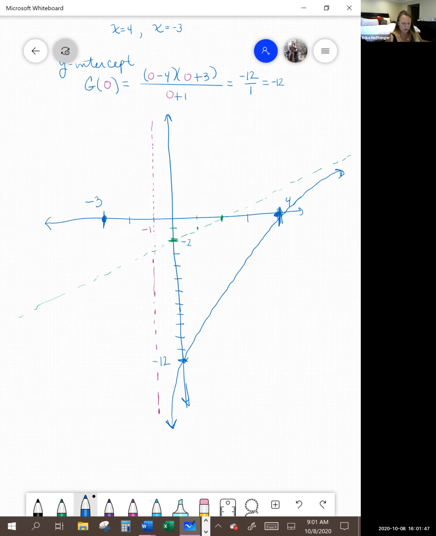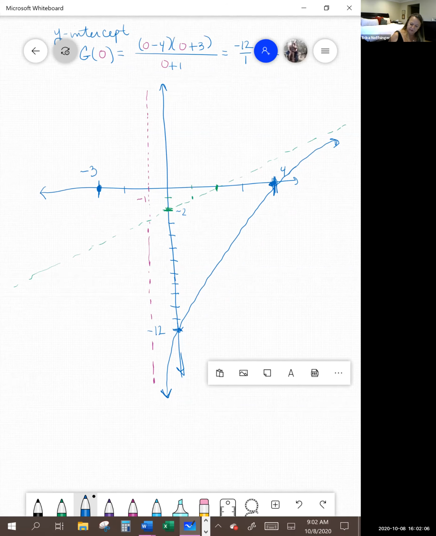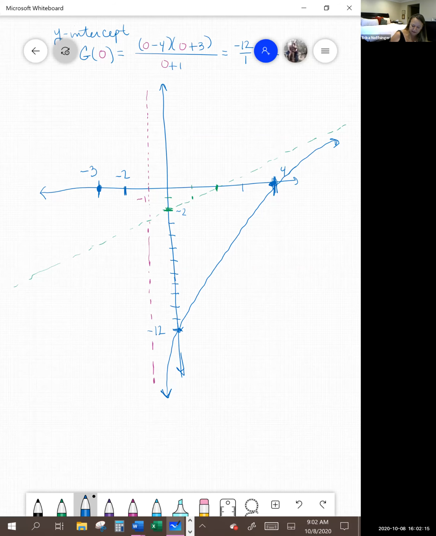So I only have one point here. I know it crosses. So it could either come up like this and hug it like that, or I guess it could go like this, but I doubt it because of this asymptote. But let's just plot one other point. So how about -2? So let's go in and look at what g of -2 is.